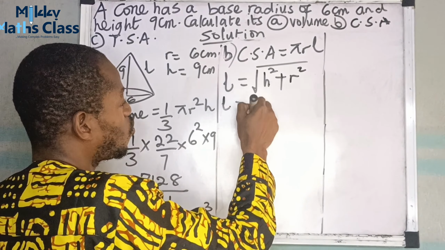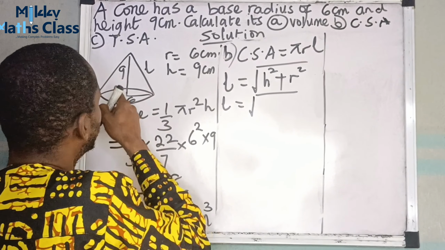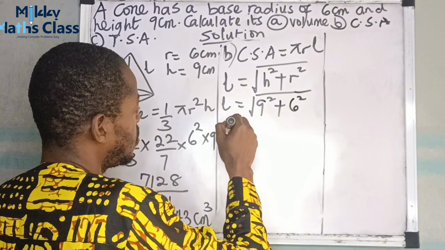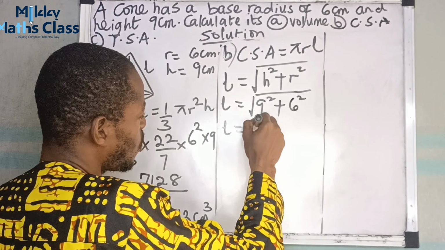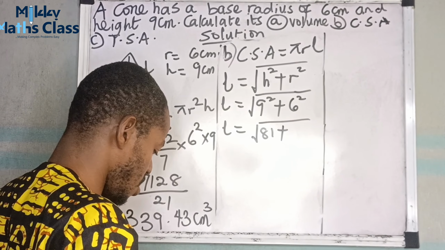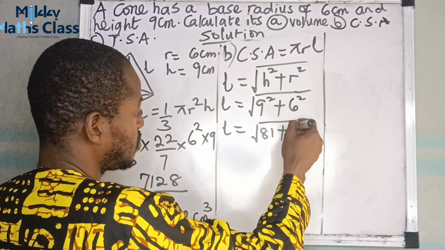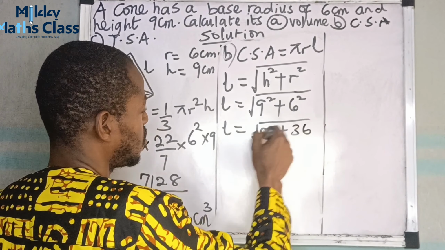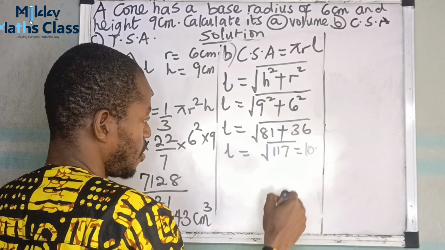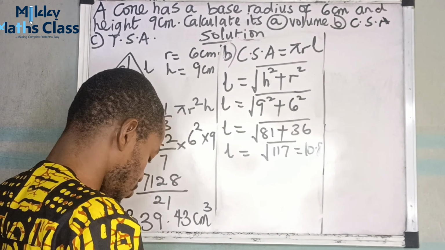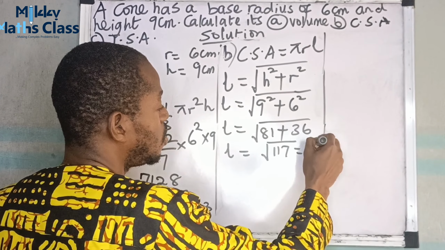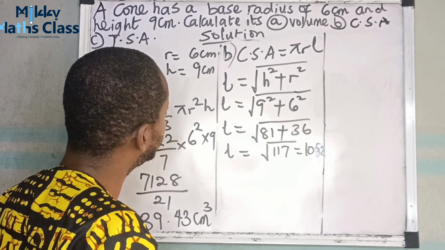So our L will be equal to the square root of our h squared, that's 9 squared, plus our r, which is 6 squared. So 9 squared is what? That's 81, plus 6 squared is 36. So 81 plus 36 is 117. Our L will be the square root of 117, which is equal to 10.82 thereabouts, of course in centimeters.